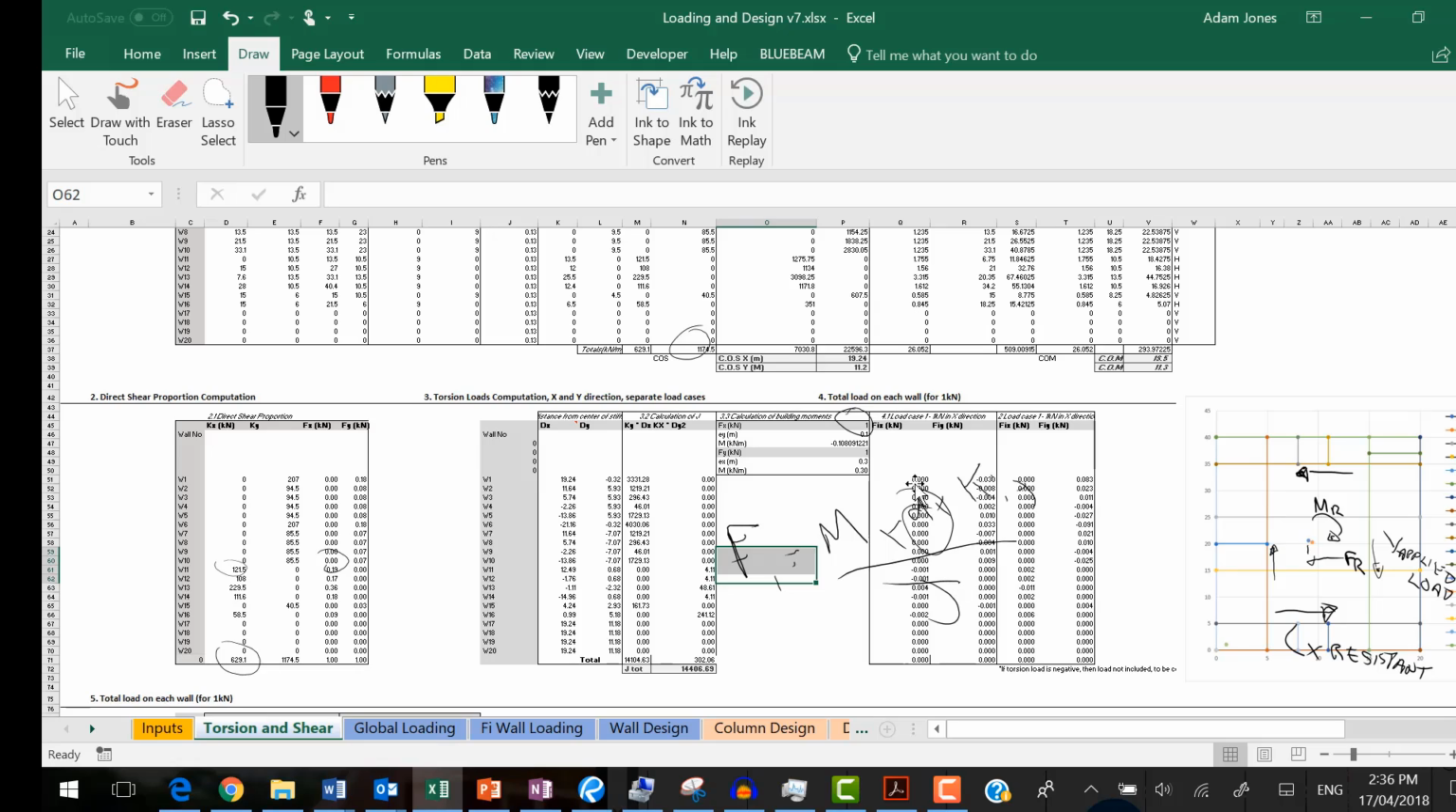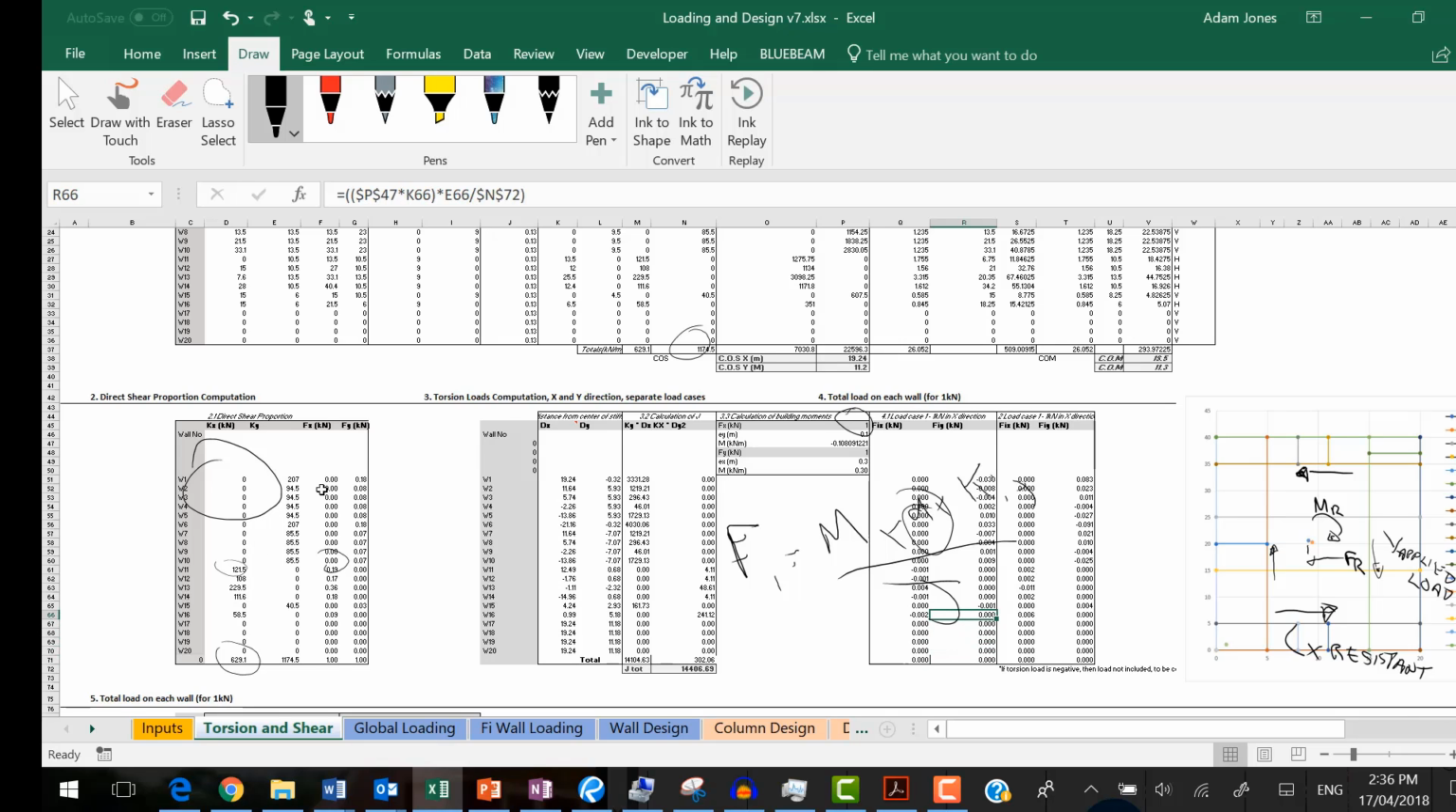So if you look at here, it'll be 0.32 metres away, and then multiplied by the stiffness of that wall divided by J, and that's the torsional component on that wall. So for some of these, as you can see, some are going to be positive and some are negative, as they all add up to 0, which they have here.